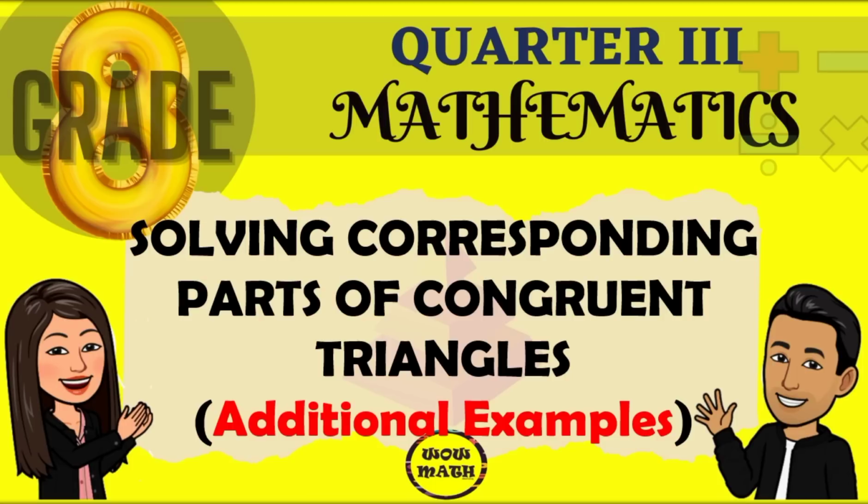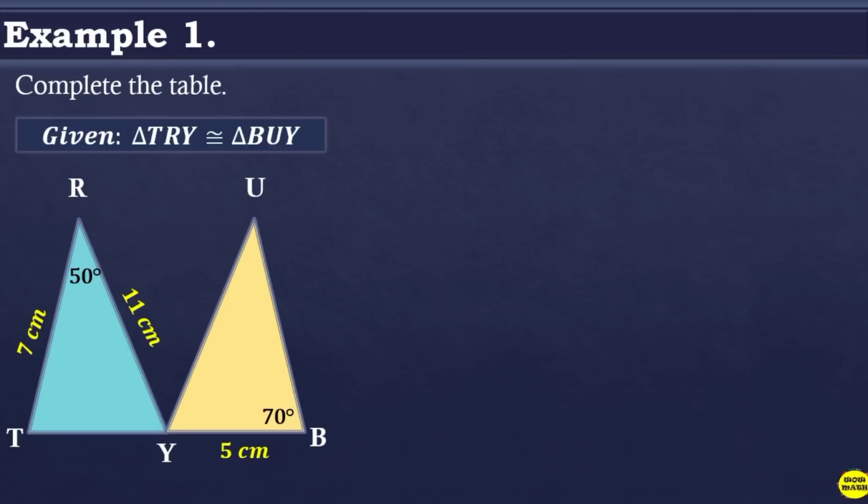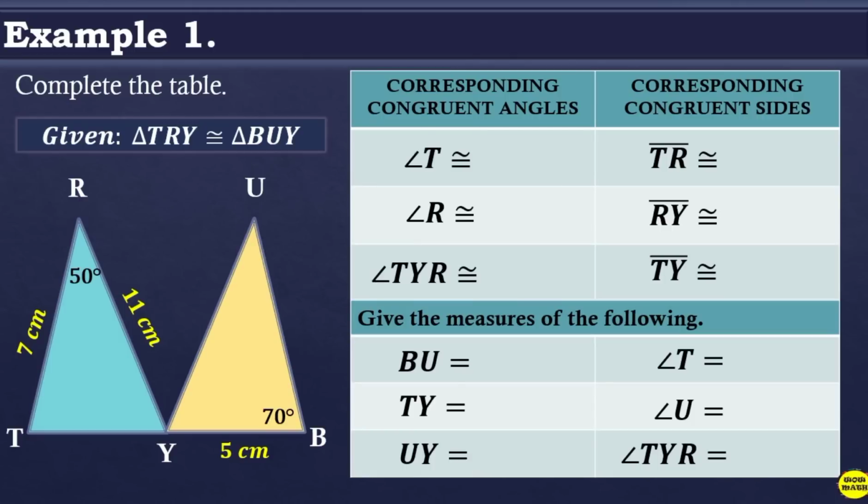This video is just an additional example for your problems involving corresponding parts of congruent triangles. Let's have number 1. Complete the table. I have here triangle TRY is congruent to triangle BUY. I want you to complete the table given the figure. So this is our figure.